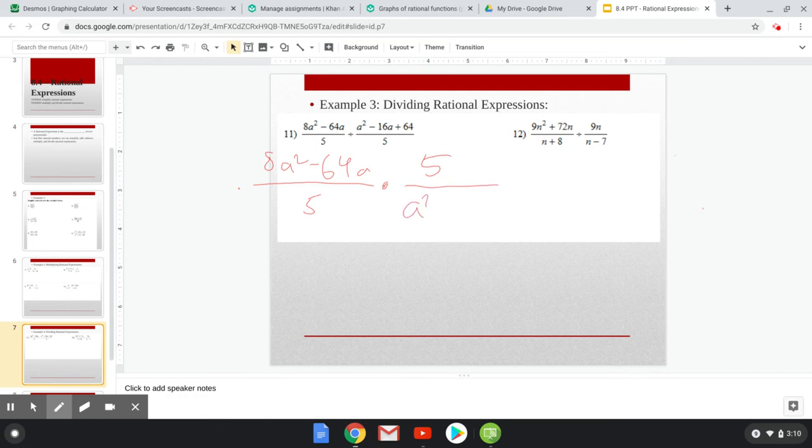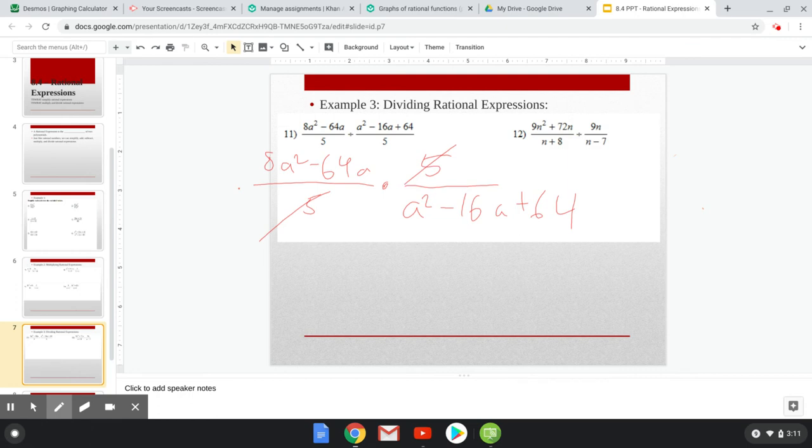And then flip our second fraction. Okay? So we're flipping our second fraction. Then we can factor. We can already see that these 5s will cancel. So I'm just going to go ahead and cancel them now.